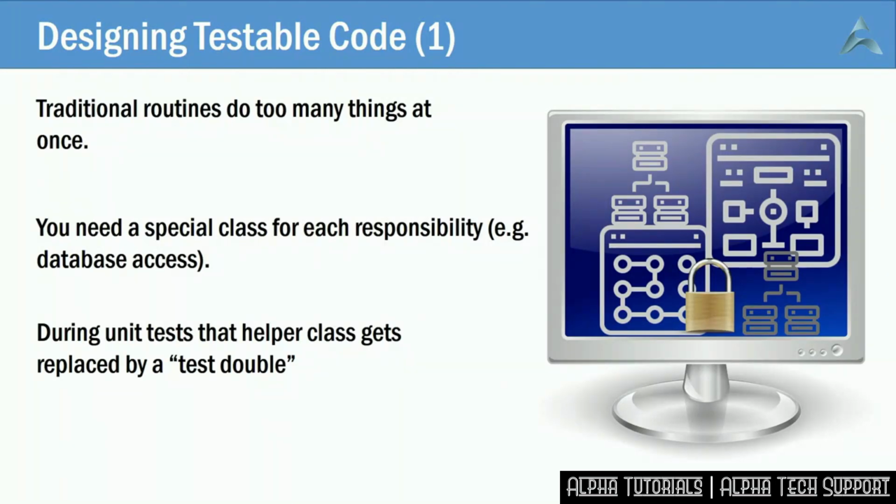In order to have automated testing, you need to split up the responsibilities. You need a special class for each of these responsibilities, which are also called dependencies, by the way. You need a class for database access, a class for dealing with the user, a class for dealing with an external interface, and so on for every dependency which you identify.